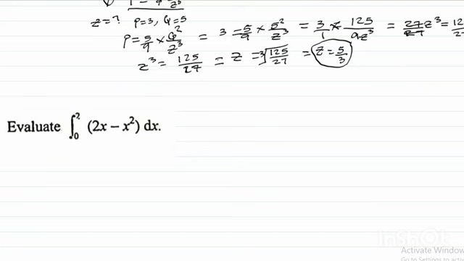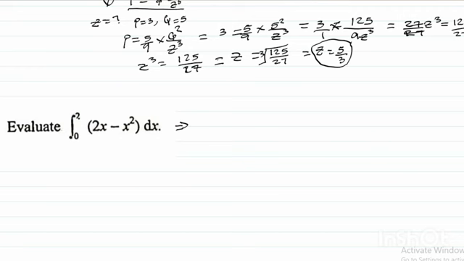Okay, the question says that we should evaluate the integral from 0 to 2 of (2s minus s squared) ds. So we want to integrate this with respect to s. How do you integrate a question like this? This question is, as I've mentioned, under calculus, and it is integration. So let's look at how you can solve this question.